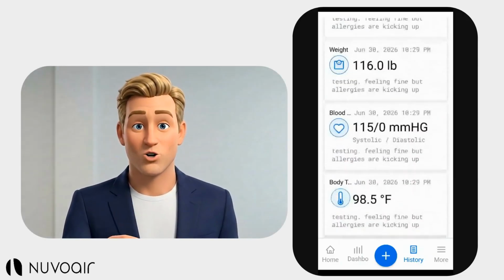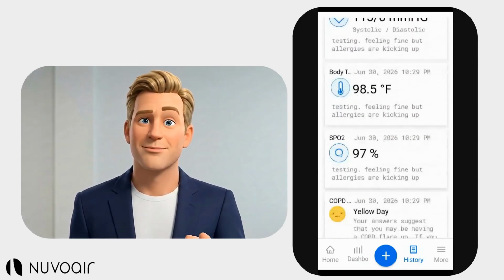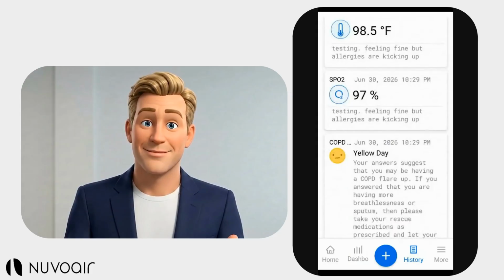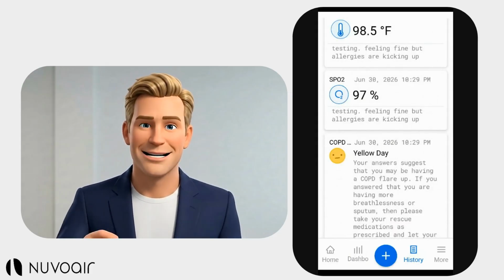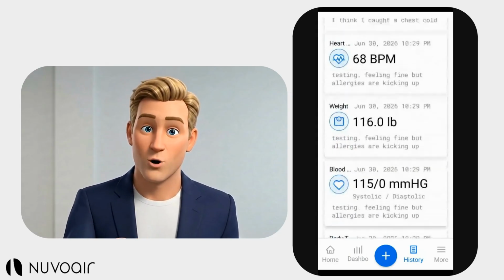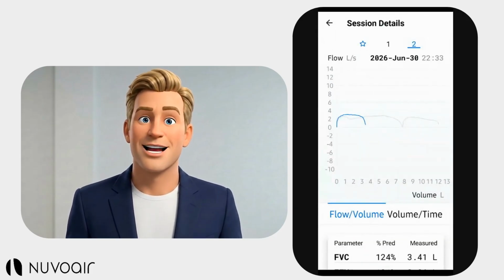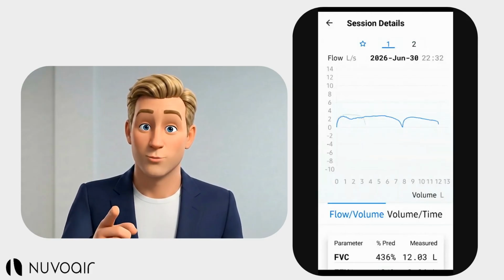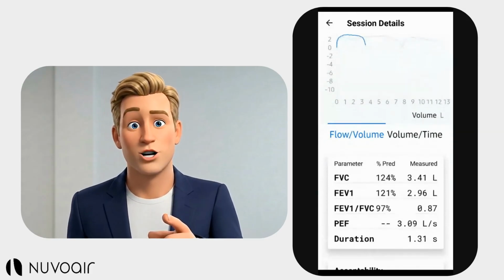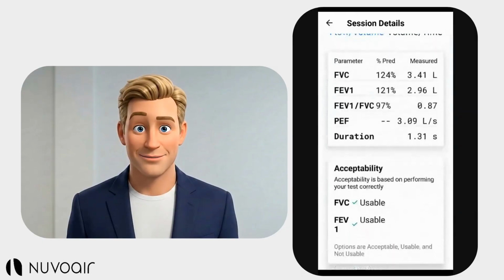Now that we are in the history part of the app, it will hold, well, all the history. Scroll on through there. You will see past spirometry tests, recorded weights, oxygen checks, questionnaires, and everything you have done. When you touch spirometry, it will even open up and show you the values from that test.